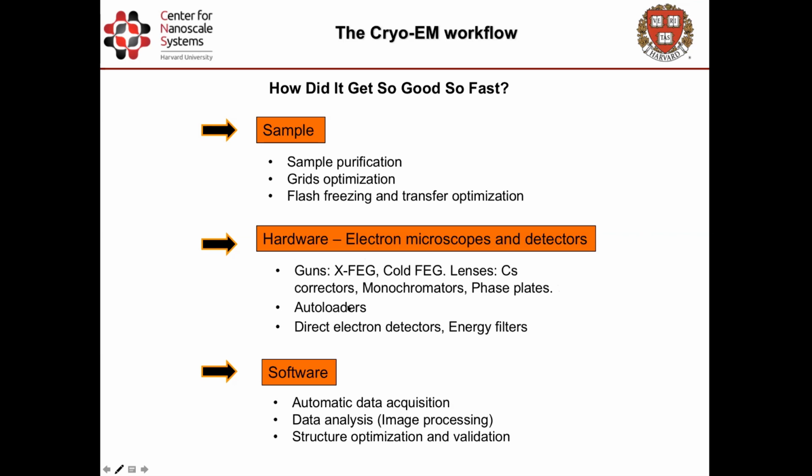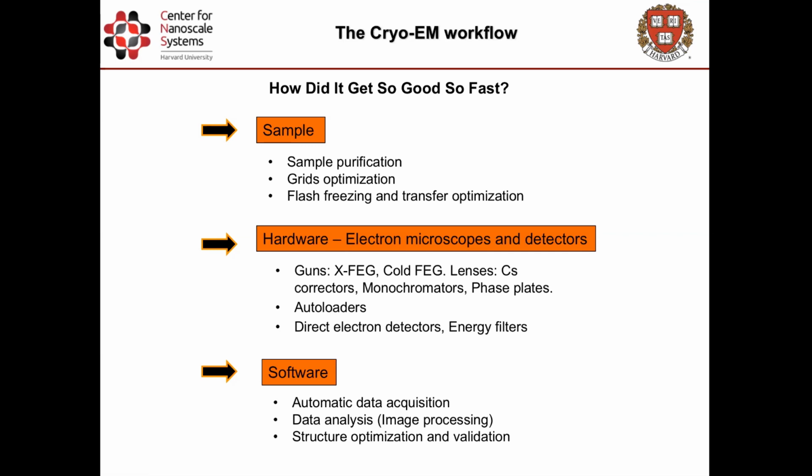We have autoloaders, which stabilize the microscope and the samples in the microscope and allow loading of multiple samples, therefore collecting better and more data. And most of all, the direct electron detectors and energy filters coupled with these detectors.